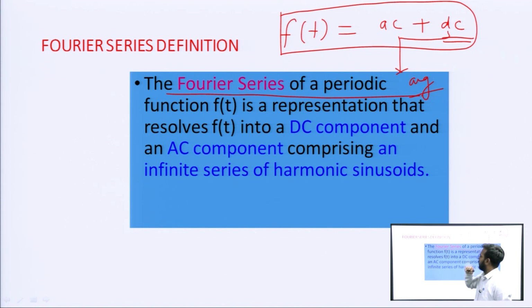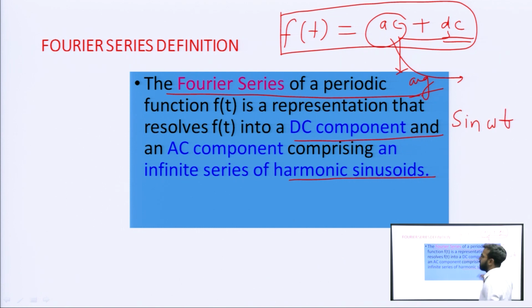Any signal or function we can represent as the summation of DC plus AC. This AC will consist of different sinusoidal functions, different frequencies of sine or cosine signals. So how do we define it? It is the summation of a DC component and an AC component comprising an infinite series of harmonic sinusoids. What do we mean by harmonic sinusoids? Suppose sine omega t is the fundamental, then sine 2 omega t, sine 3 omega t, or sine n omega t, all these are called the harmonics of the sinusoidal signal.